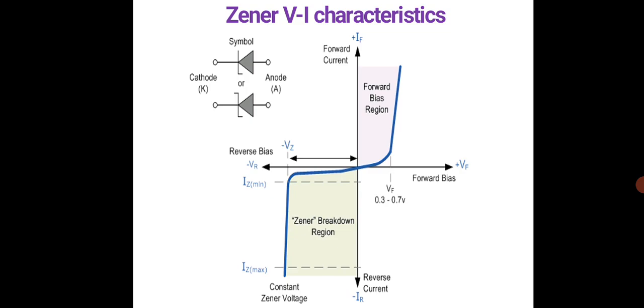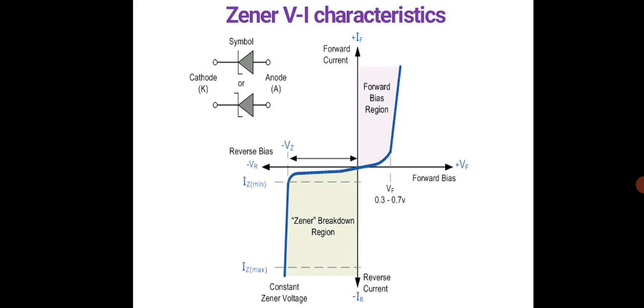So this shows you the VI characteristics. You can see at the leftmost side the symbol. Here you can see a cathode and the anode. That is the symbol, and this is almost similar to the PN junction diode in the forward region, whereas in the reverse bias or reverse region, there will be a Zener breakdown region, where there will be a constant Zener voltage.